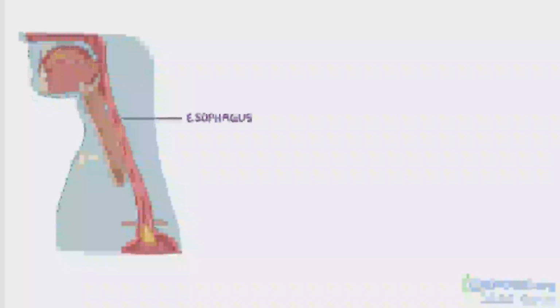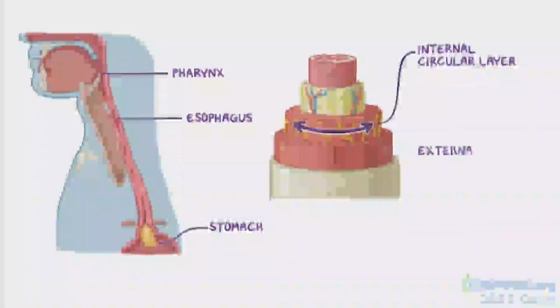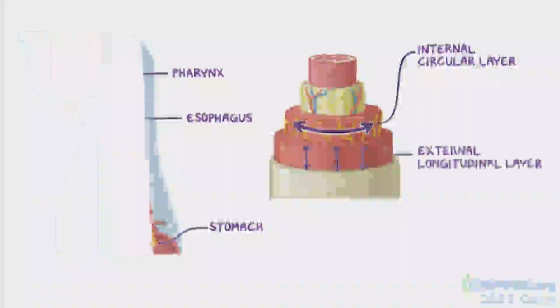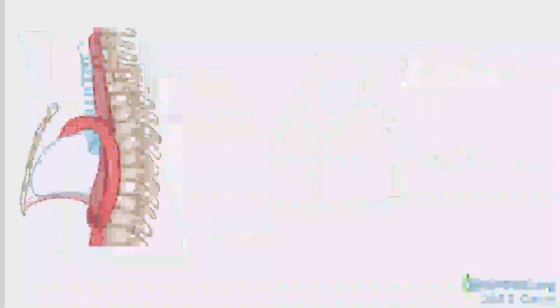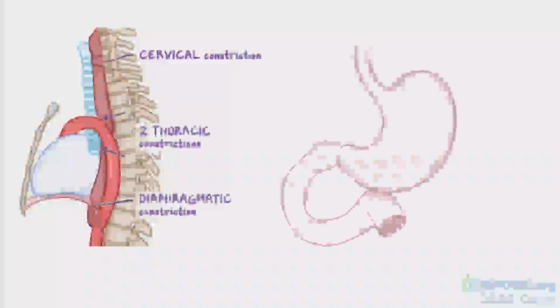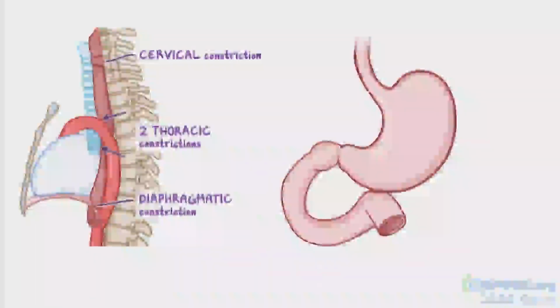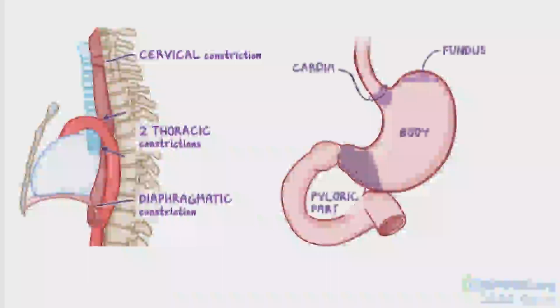The esophagus is a muscular tube that carries food from the pharynx to the stomach. It has two layers of muscles, an internal circular layer and an external longitudinal layer. The esophagus has 4 anatomical constrictions where food is more likely to become stuck: 1 cervical constriction, 2 thoracic constrictions, and 1 diaphragmatic constriction. The stomach is an important part of the digestive tract, located between the esophagus and the small intestine. It has 4 parts: the cardia, the fundus, the body, and the pyloric part, along with 2 curvatures, the lesser curvature and the greater curvature.